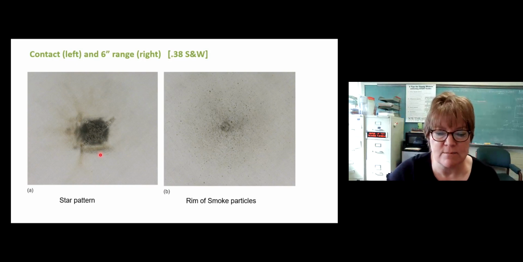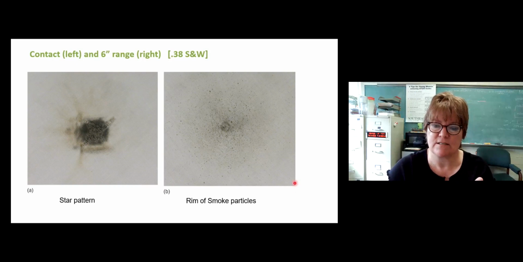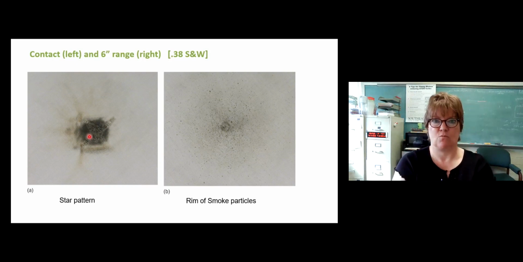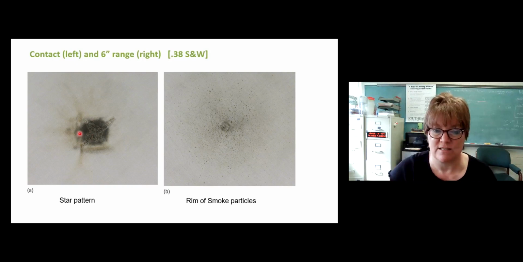So here are some looking at contact right up against the victim, and very close, like a couple inches away. We see this star pattern, and this rim of pattern right there, because all of that soot is coming out from the gun and going right into this circle area. And then I see this star pattern.